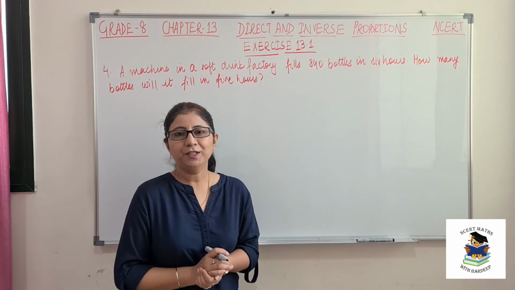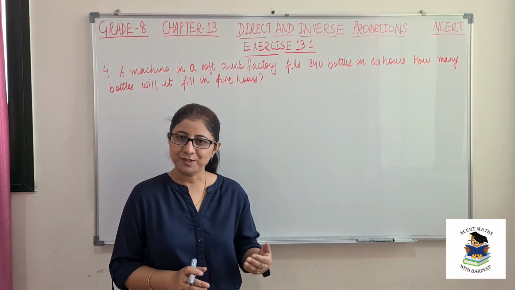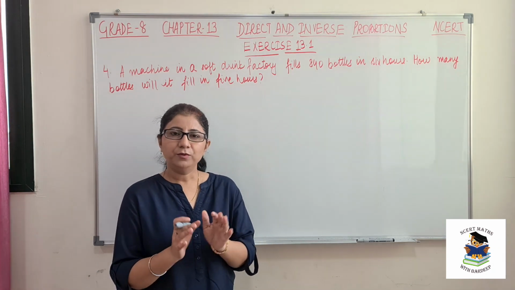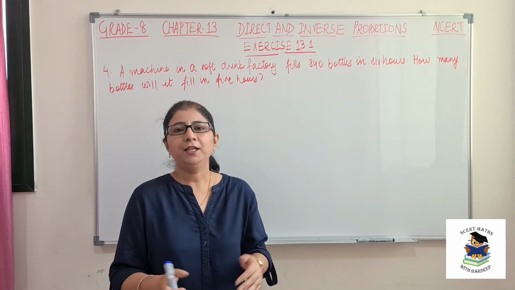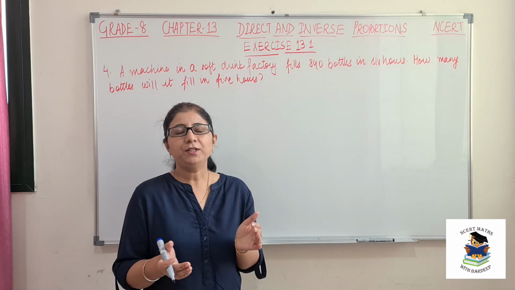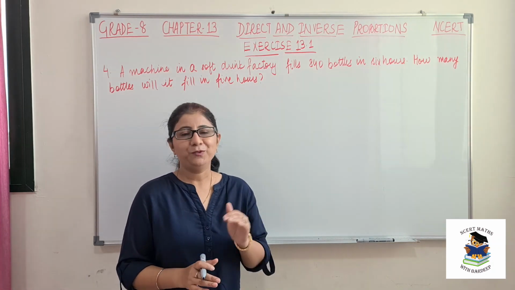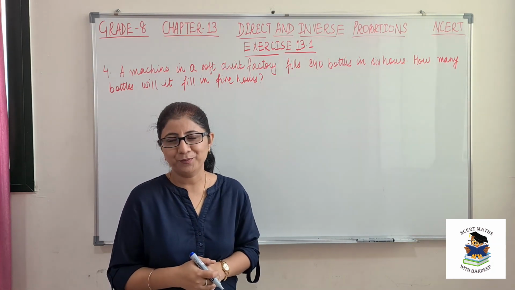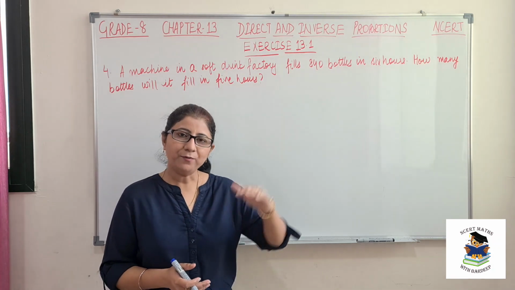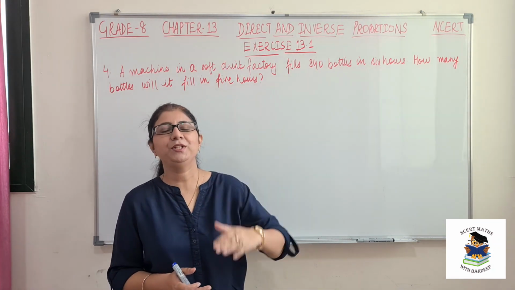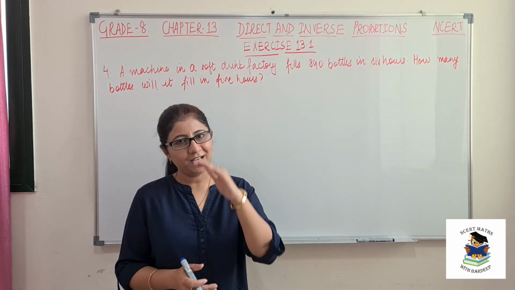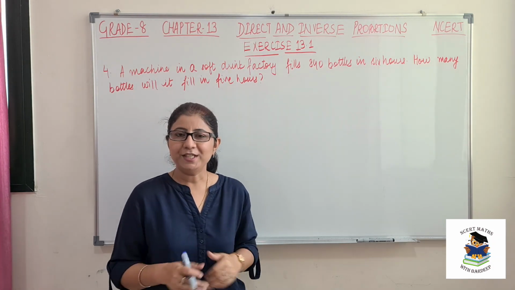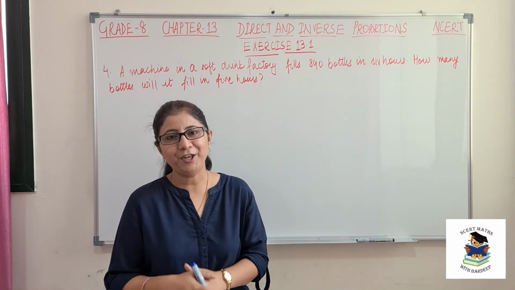Since a machine will work automatically, it will have the same speed. If the machine works for more hours, then it will fill more bottles. If it works for fewer hours, it will fill fewer bottles. So that means if one value is increasing, the other is also increasing. If one is decreasing, the other is also decreasing. So this data is again in direct proportion.